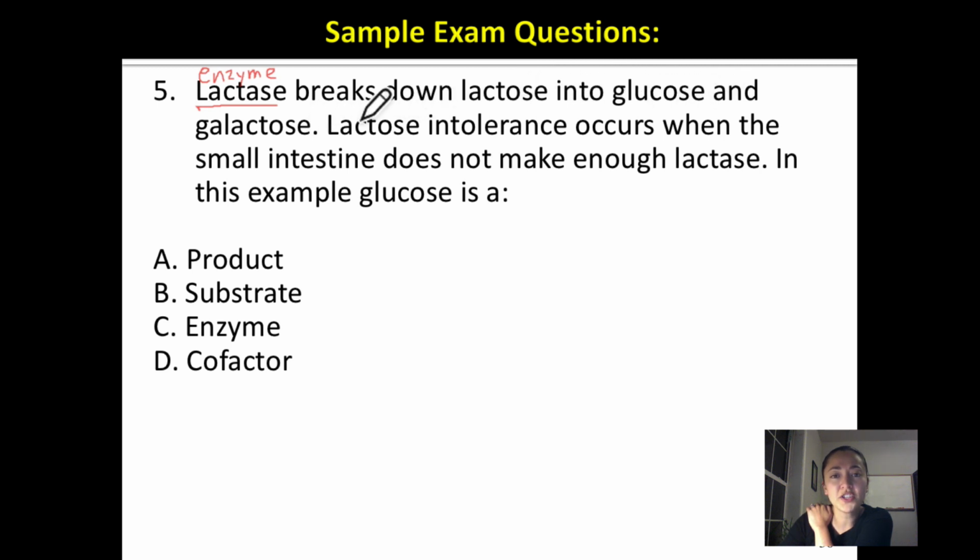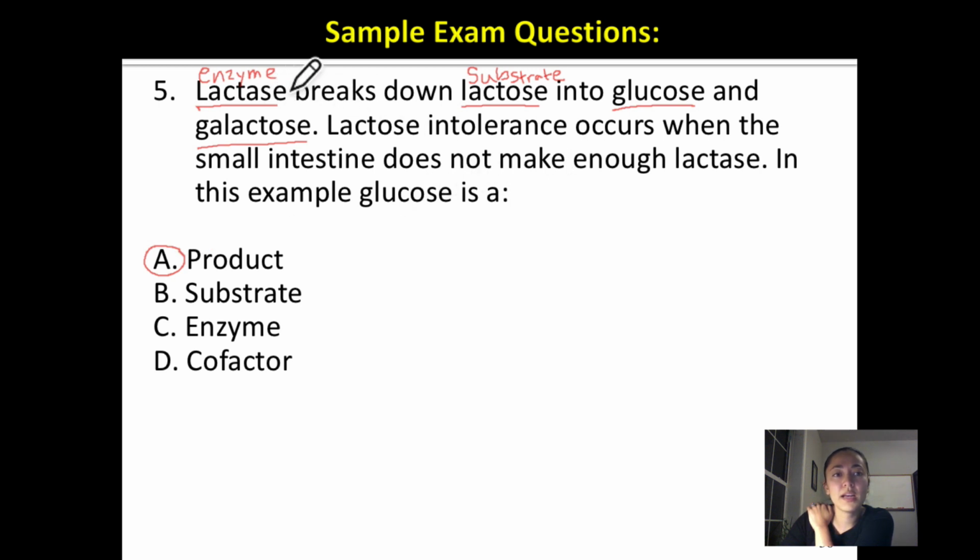So what is the thing changing? Well, lactose is the thing that is changing. So we know the substrate changes. So this is the substrate. Well, what's it being changed into? It's being changed into glucose and galactose. So it's asking what is glucose? Well, glucose and galactose are the result of this reaction, so they are the products.